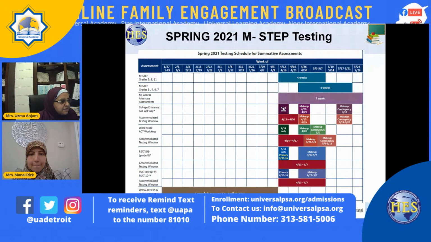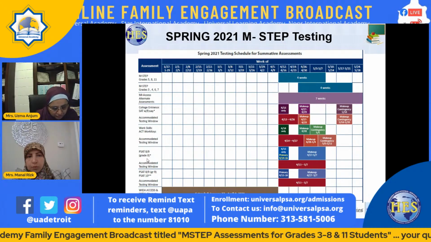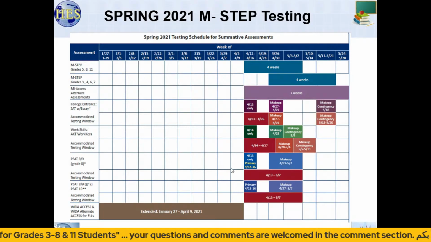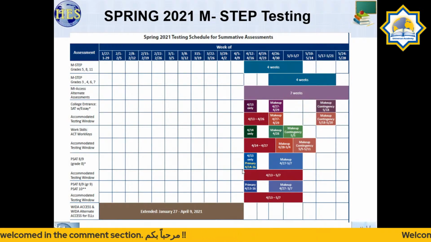We also have SAT, like I explained, that will be happening on only one day, which will be April 13 for all 11th graders. And we have ACT work keys, which will be on April 14 only for all 11th graders. PSAT for grade 8 will be scheduled for April 13, and PSAT 9, grade 9 will be on April 16. PSAT 10 will also be on April 16.